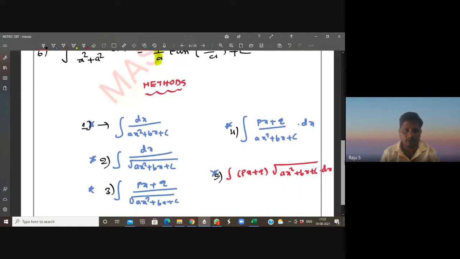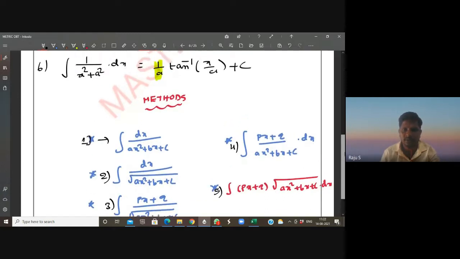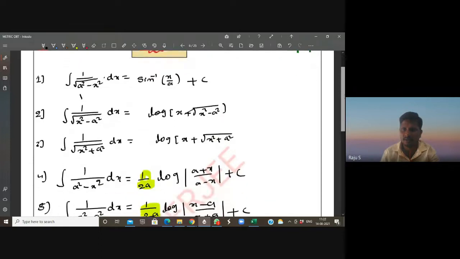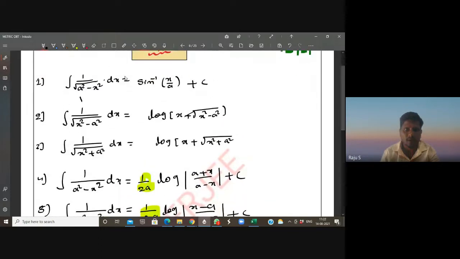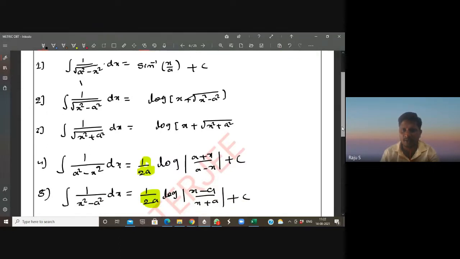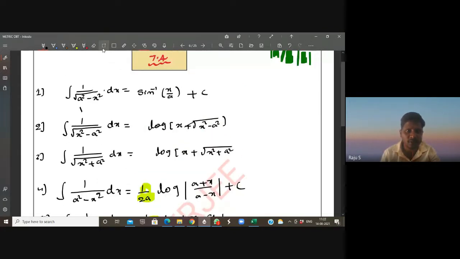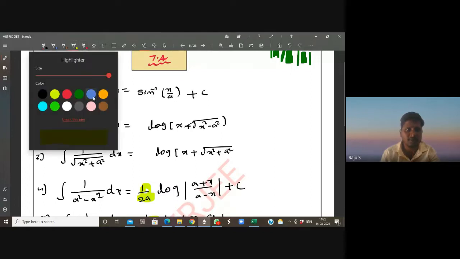These are the different types to do. First one is, these are the formulas, standard integrations. With the square root, we don't get any 1 by a, 1 by 2a. Without a square root, we'll get 1 by 2a or 1 by a. You have to remember. Okay, and logarithmic. So how to remember with square root, which can be very easy to remember.